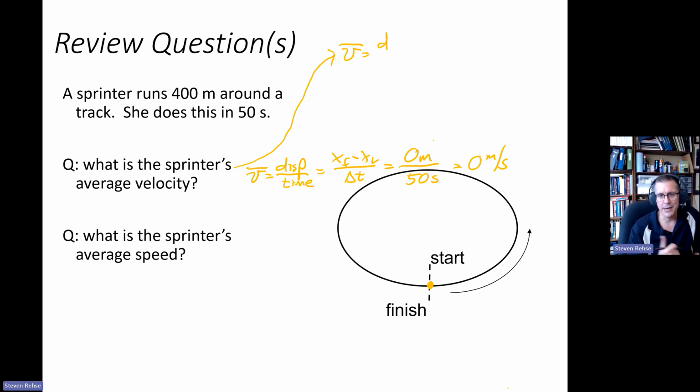Half the time she was going in the positive direction, half the time in the negative direction, even though she was traveling in a circle. 0 meters per second. Does that mean that she was not running at all? No, of course it doesn't mean that. Her average speed is not going to be 0. Clearly it's not 0 because she's quite fast running around the track. So let's take a look at how you do that.